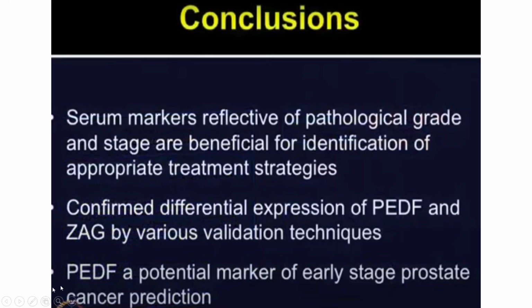So they found that PEDF was a potential marker for early stage prostate cancer, and they confirmed differential expression of both of these proteins by validation techniques. But they found that this is not much of a difference, while this one was way different compared to the seventh one. So that's how they found this can be a potential biomarker.